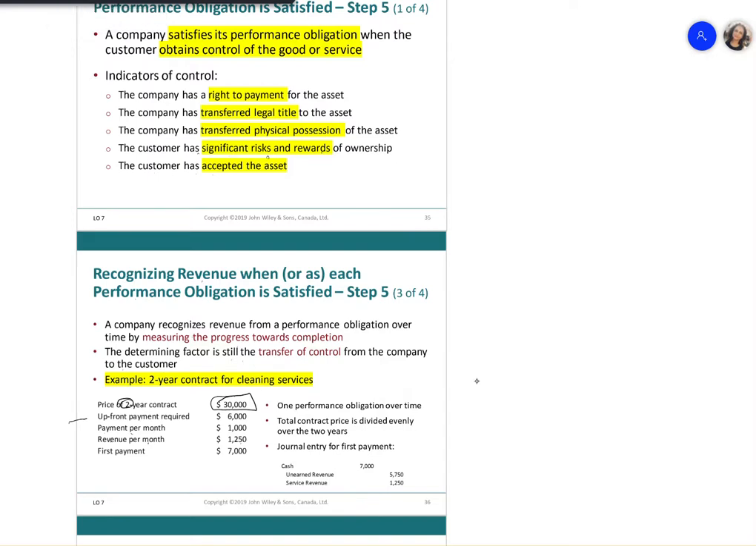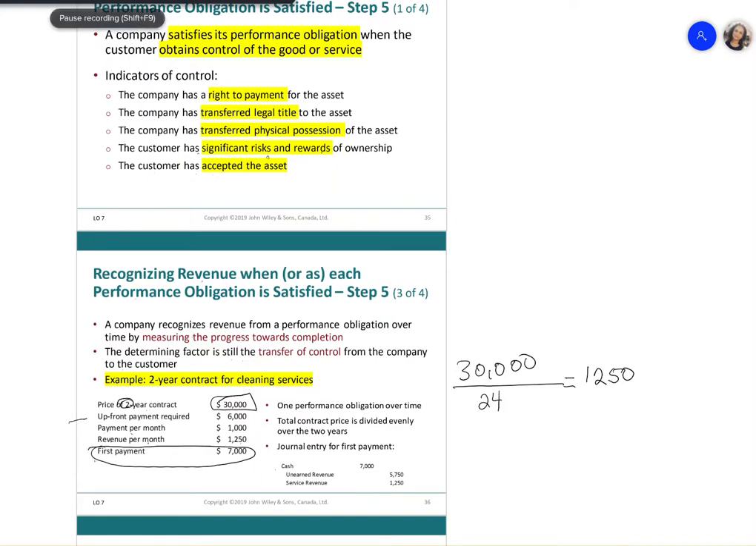When you do that, we know the contract is $30,000. This contract is for 24 months, and every month we are going to be recording the revenue of $1,250. So in this case, when you receive the money for the first payment at the beginning, when we signed the contract, they gave us a first payment. We haven't provided them the service yet, so what we're going to do is debit the cash because they gave us cash.